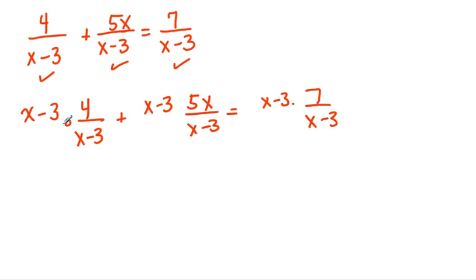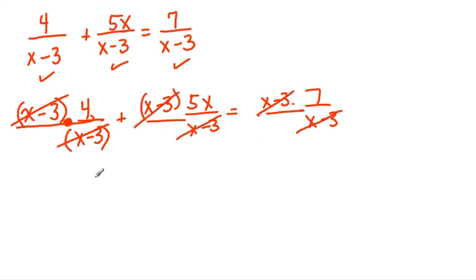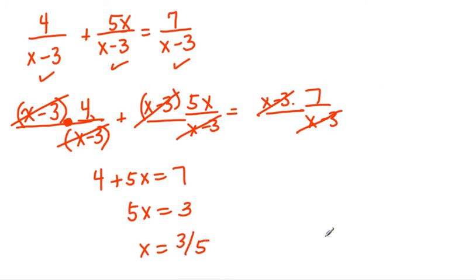Guys, what is this? Multiplication. So these would squish together, and these would go in parentheses because they're binomials. What happens to them? Cancel. What does this one do? Cancel. So I have 4 plus 5x equals 7. Minus 4, minus 4. 5x equals 3, so x equals 3 fifths. Who has questions?